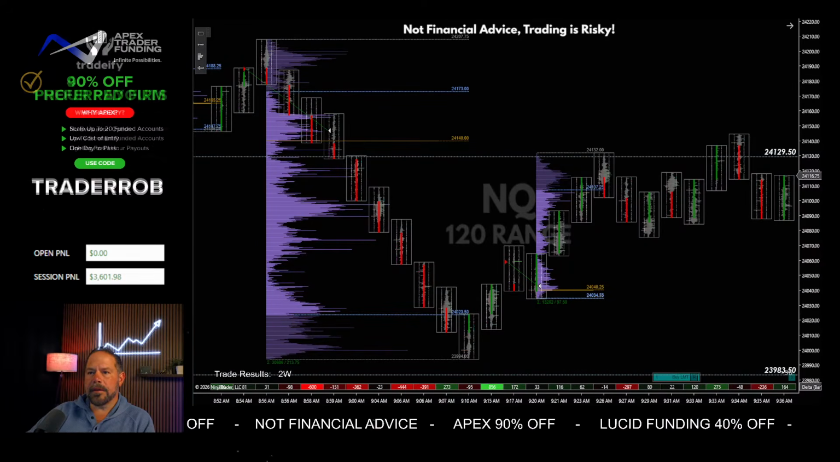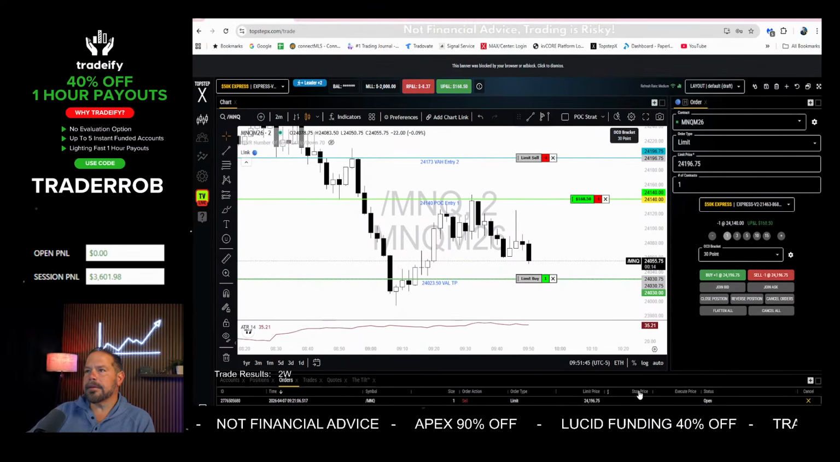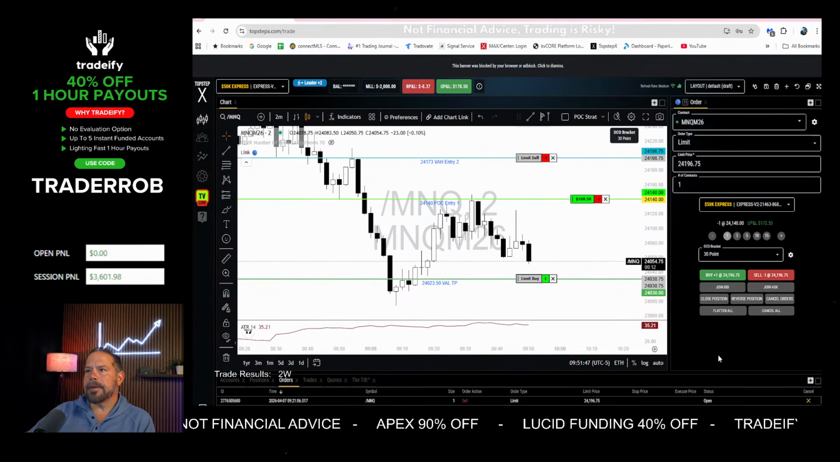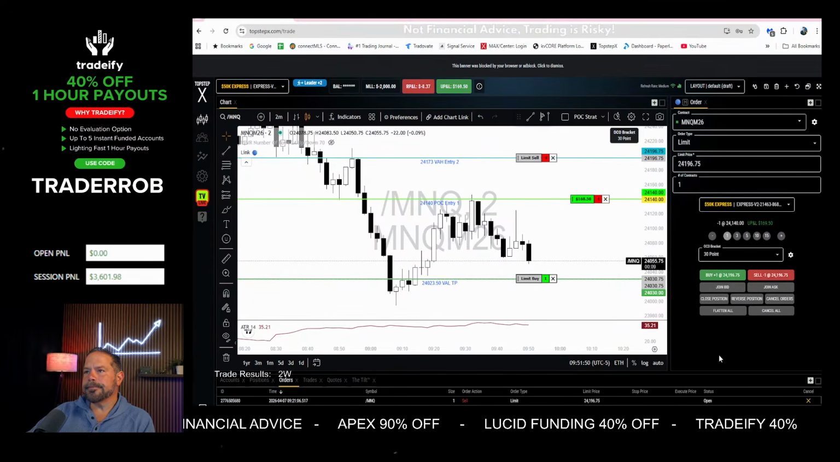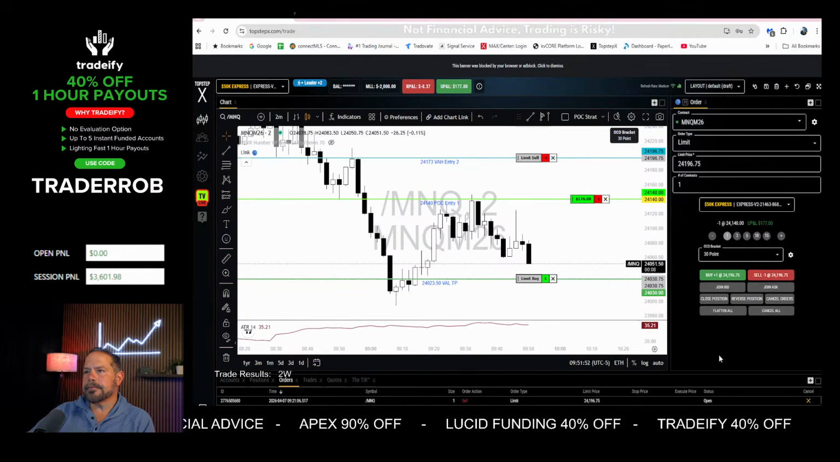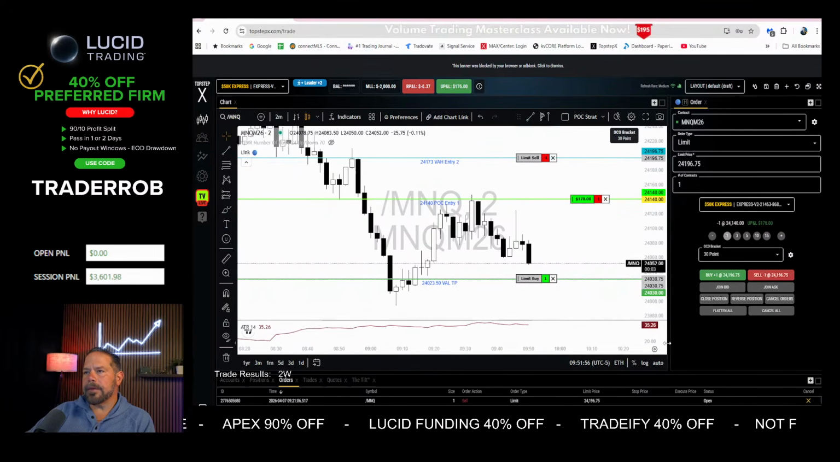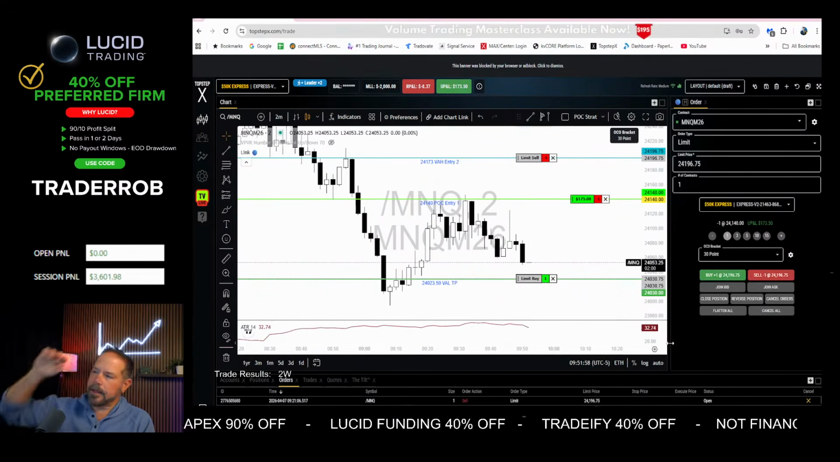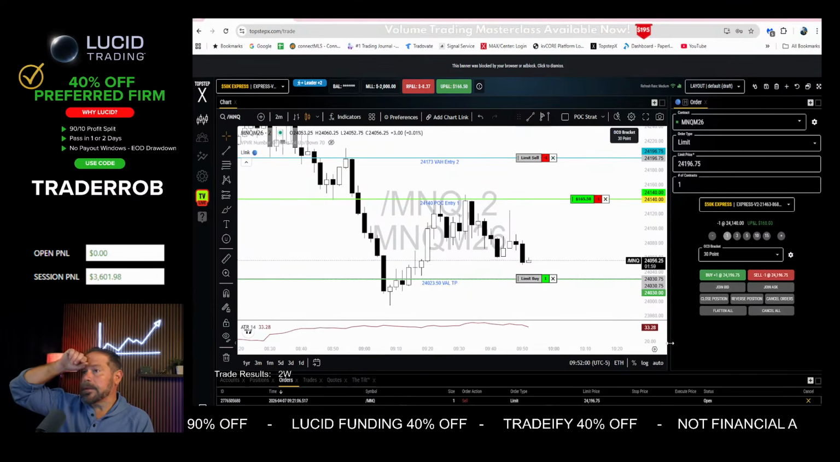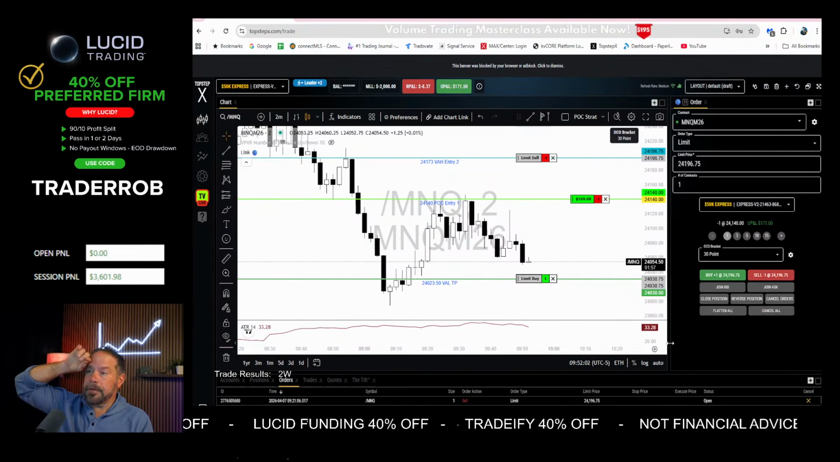Nice little move to the downside there. Let's see if we can maybe take some profit here. And once we take TP here, then we'll switch over to the Ninja Trader, and we'll take a look for that IB trade.